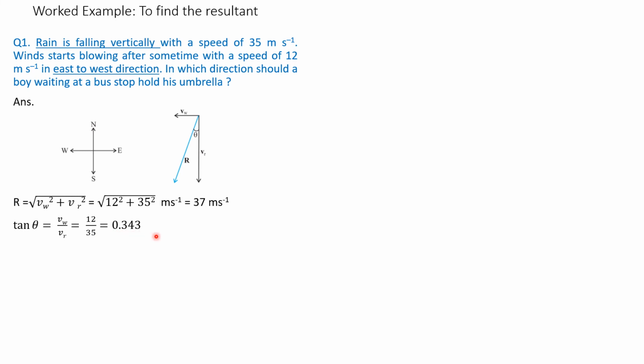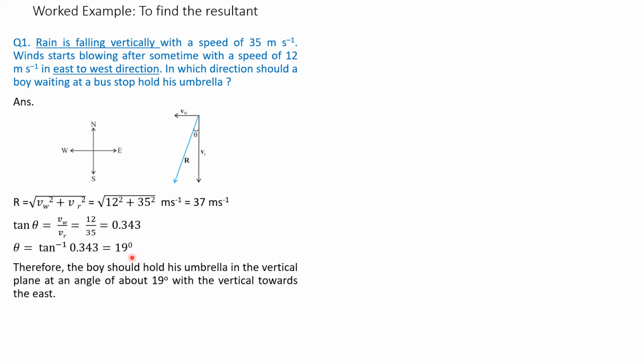To find angle theta, we have to take the inverse of the tangent. So theta is equal to tan inverse of 0.343. From tables, we get tan inverse of 0.343 as 19 degrees. Therefore, the boy should hold his umbrella in the vertical plane at an angle of about 19 degrees with the vertical towards the east. Next question.